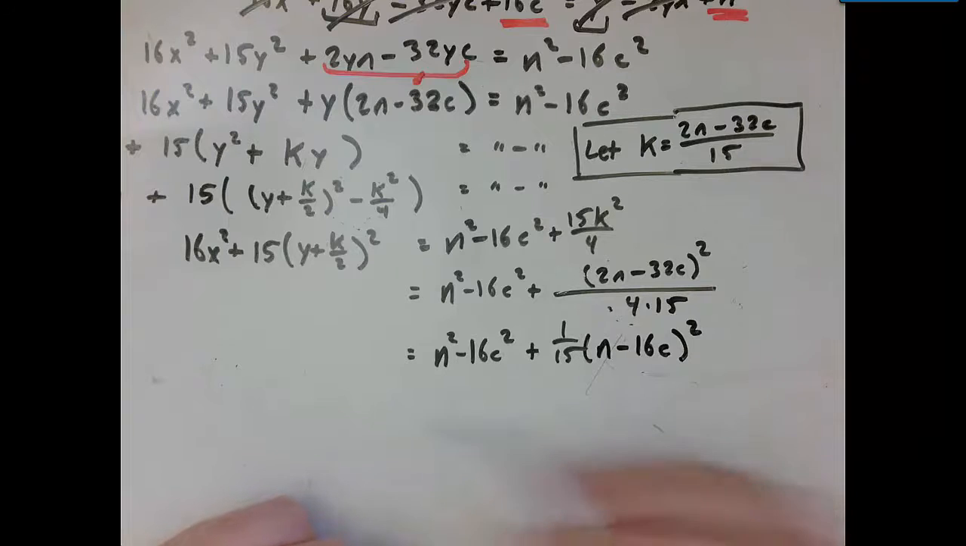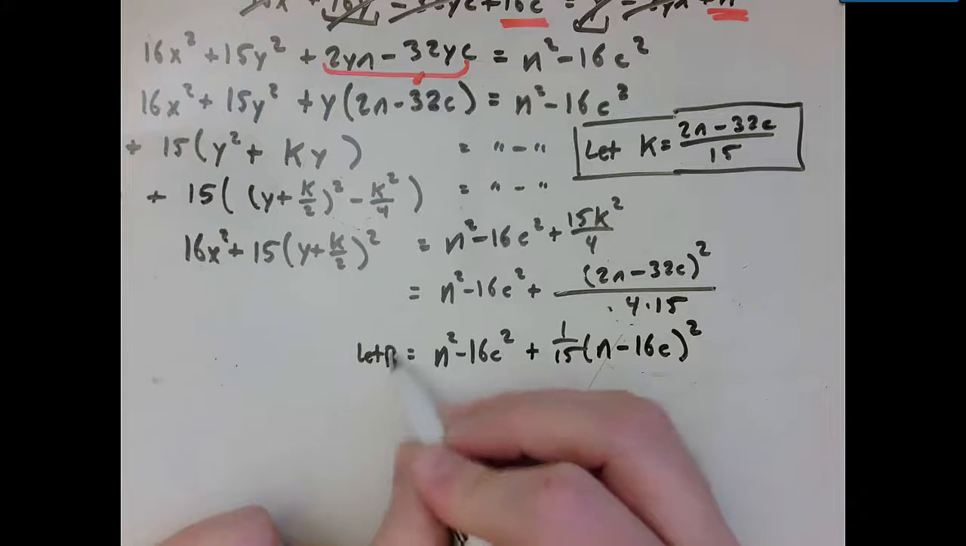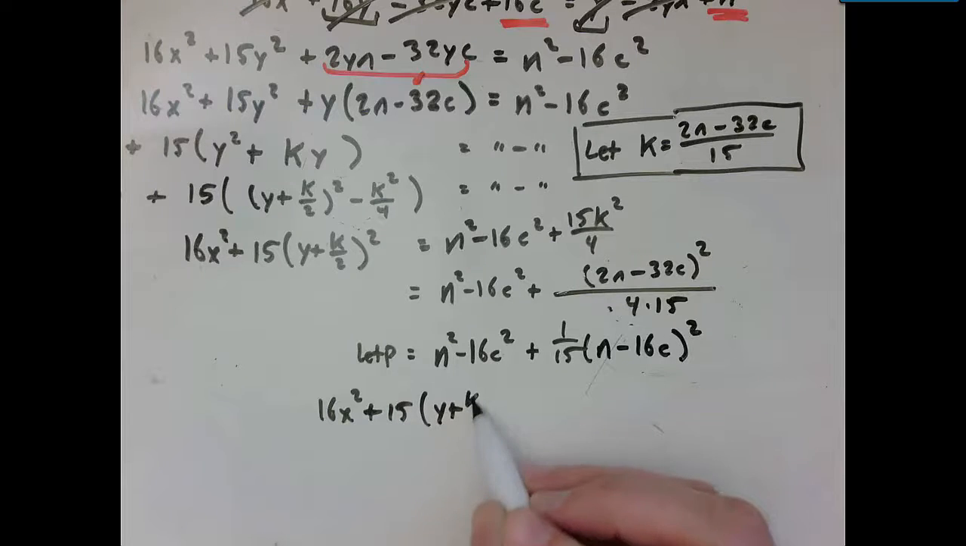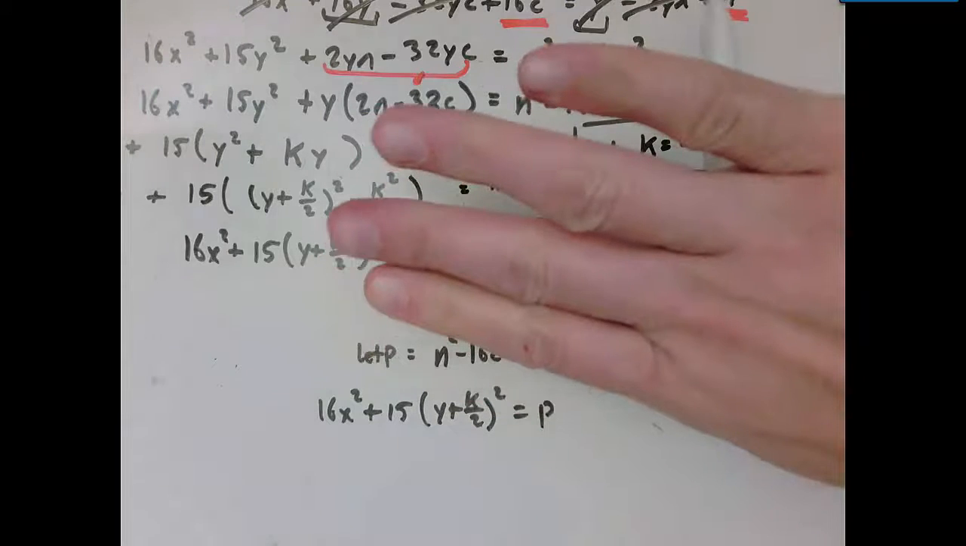I am actually going to let p equal that thing on the right-hand side. So now I can write my equation in a new simplified way. I can say 16x squared plus 15 times y plus k over 2, squared, equals p. Doesn't that look a lot nicer?